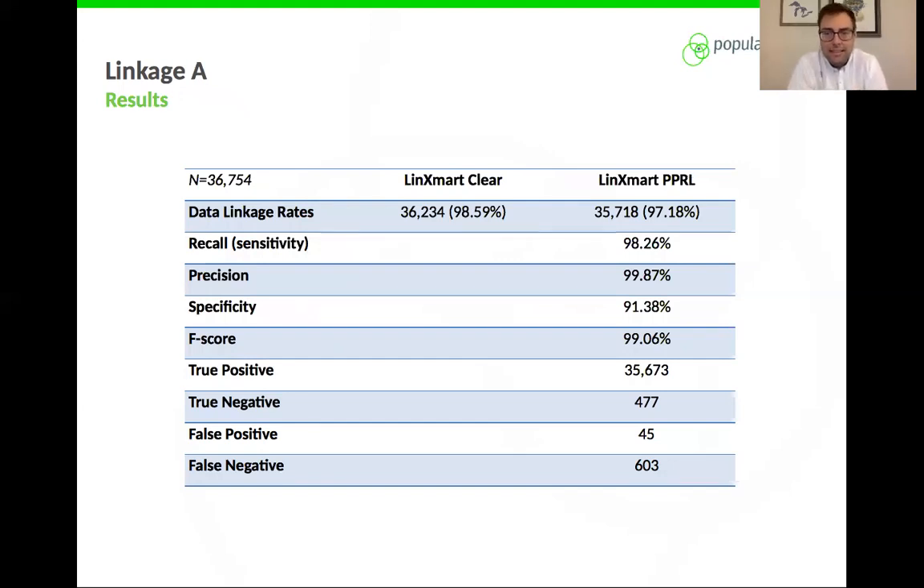I won't go into this linkage very much other than to say both LinkSmart Clear Text and LinkSmart PPRL linked this data set to our population directory at very high rates, over 97 or 98%. And comparing the two linkages shows very high similarity between the PPRL linkage and the clear text linkage. So the takeaway from this is, for a well-identified data set, PPRL performs equivalently to the clear text linkage.